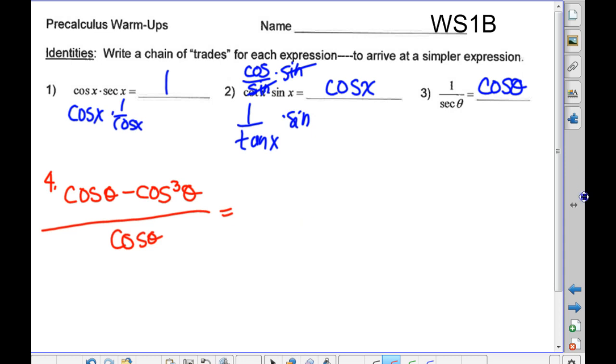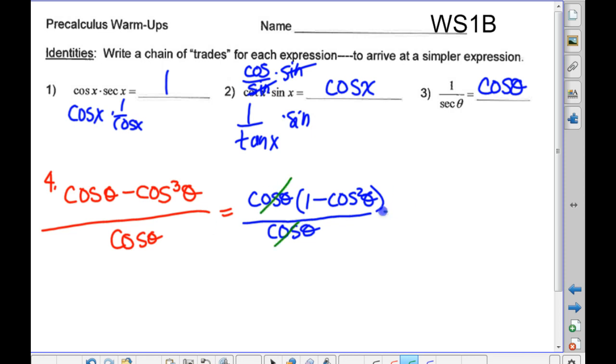If we take a cosine out of the top, what will we have left? And then we can cancel those. So we're left with a 1 minus cosine squared, which is sine squared theta. Okay? Was it a proof on yours or just to simplify? Okay, so sine squared is what it simplified down to.